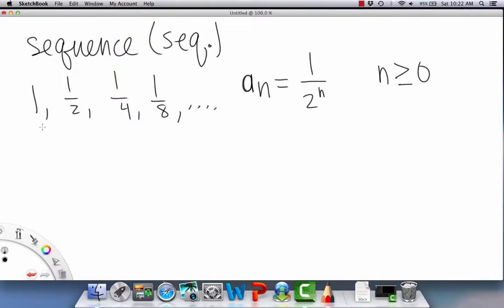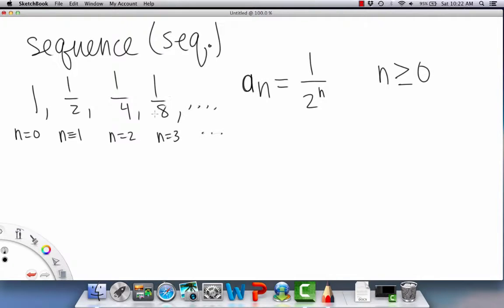So first of all, as you can see here, n equals 0, right? Because if you have 1 over 2 to the 0, that would just be 1 over 1. So that's how we get our 1 here. This is the term when n equals 1, because then you have 1 over 2. This is the term when n equals 2, n equals 3, and so on, right?